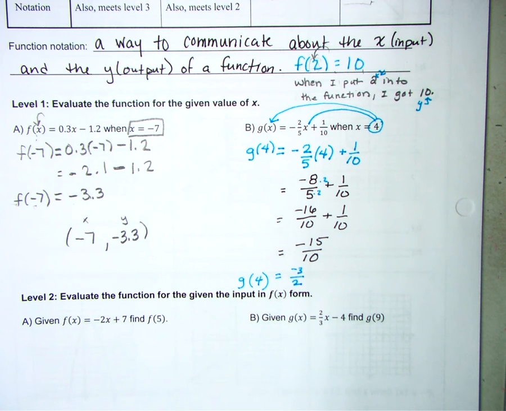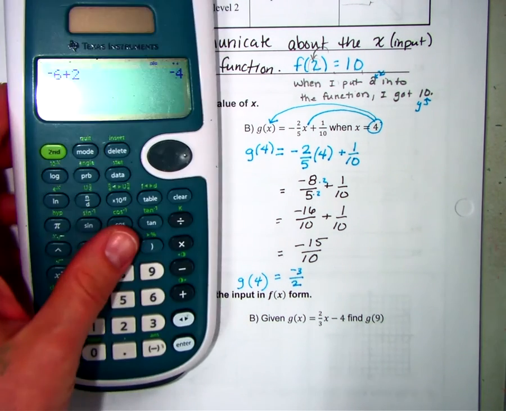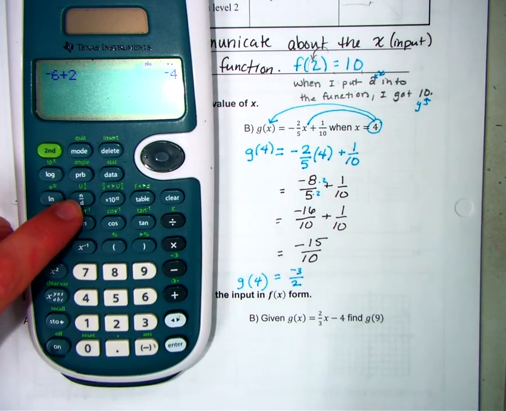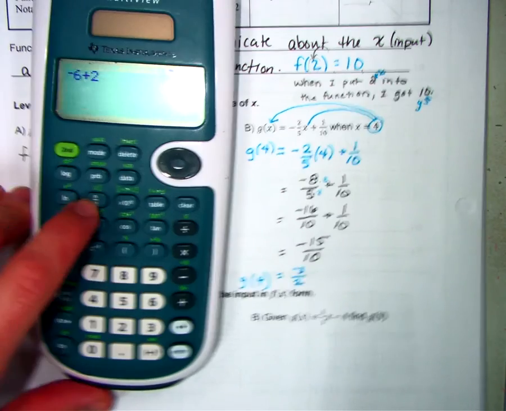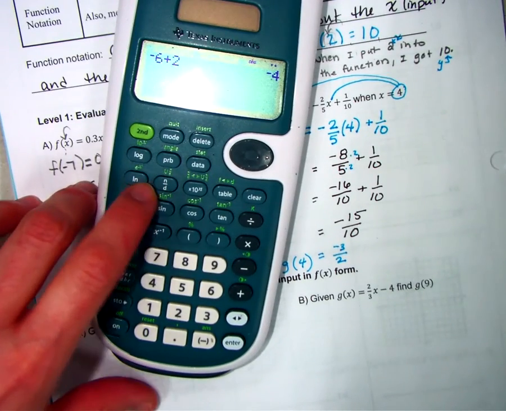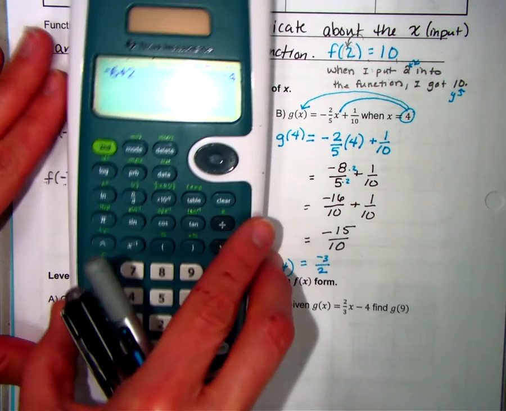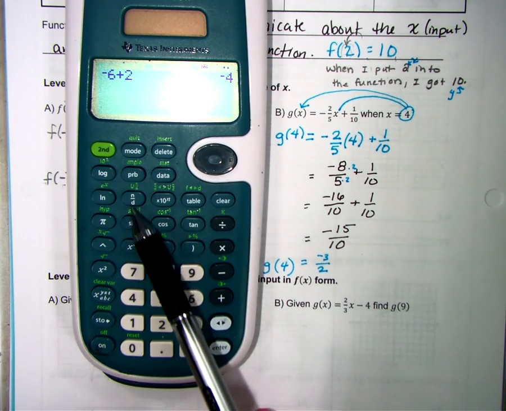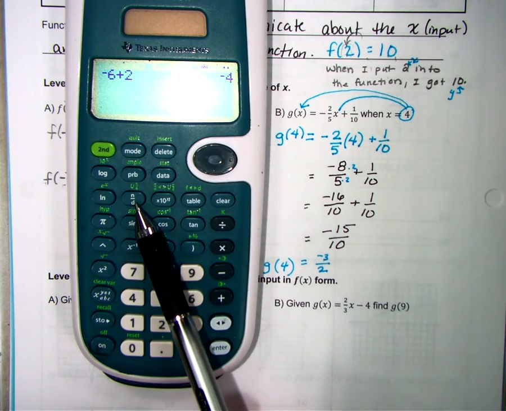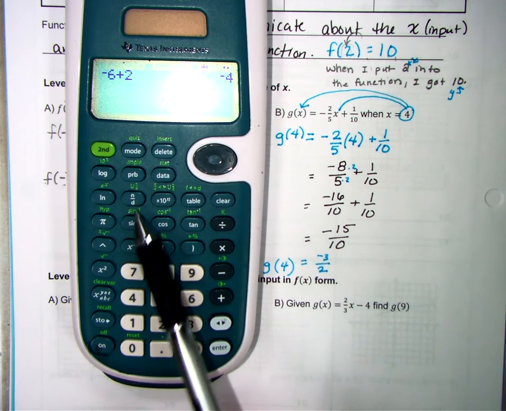There's a couple different ways that we can type it into a calculator. So you've got the calculator in front of you. I just want to show you a button. Everybody's got a fraction button on their calculator. It's this guy right here. It says N over D. So if you want to use that to do your fractions, you can do that.